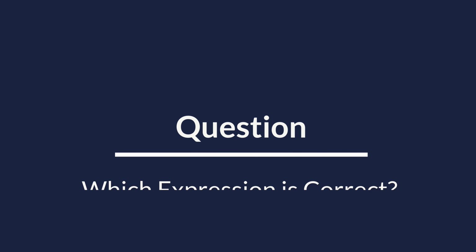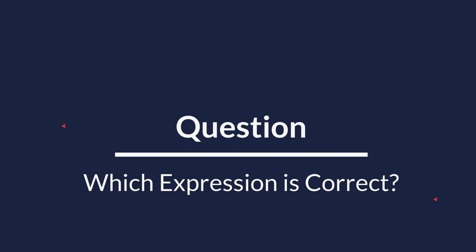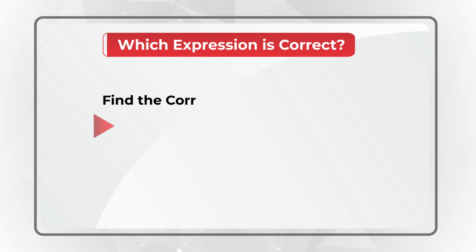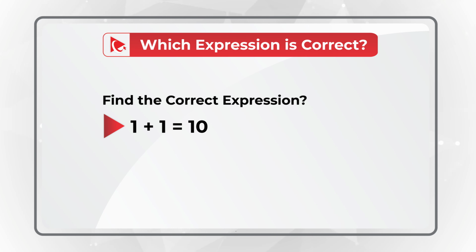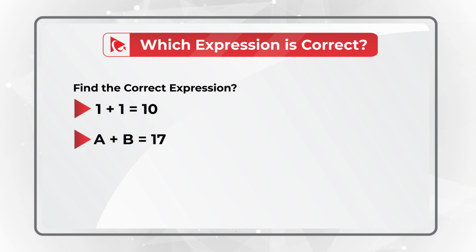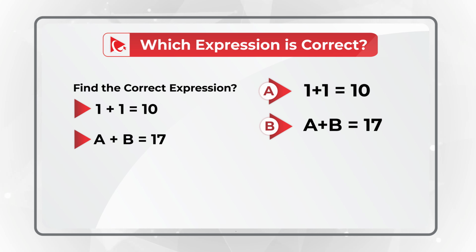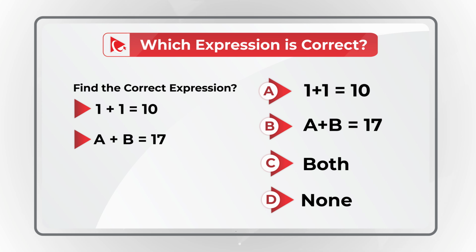Here's a very unusual question which is frequently used in the test. You need to find the correct expression. And you're presented with choices: 1 plus 1 equals 10 and second choice A plus B equals 17. You have 4 different options to choose from. Choice A, 1 plus 1 equals 10 is the correct expression. Choice B, the correct expression is A plus B equals 17. Choice C, both of these expressions are correct. And choice D, none of these expressions is correct.